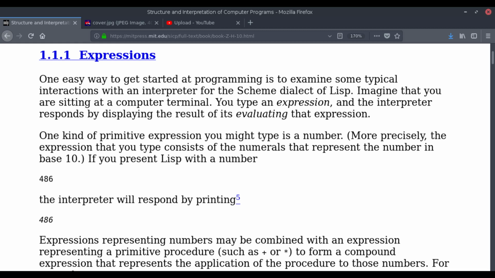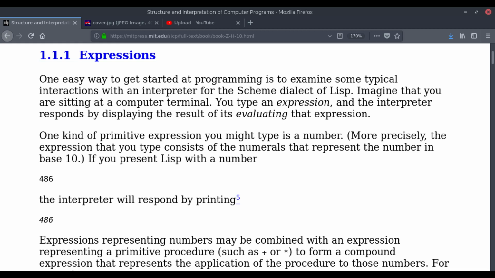One kind of primitive expression you might type is a number. More precisely, the expression that you type consists of the numerals that represent the number in base 10. If you present Lisp with a number, 486, the interpreter will respond by printing 486. Expressions representing numbers may be combined with an expression representing a primitive procedure, such as addition or multiplication, to form a compound expression that represents the application of the procedure to those numbers.